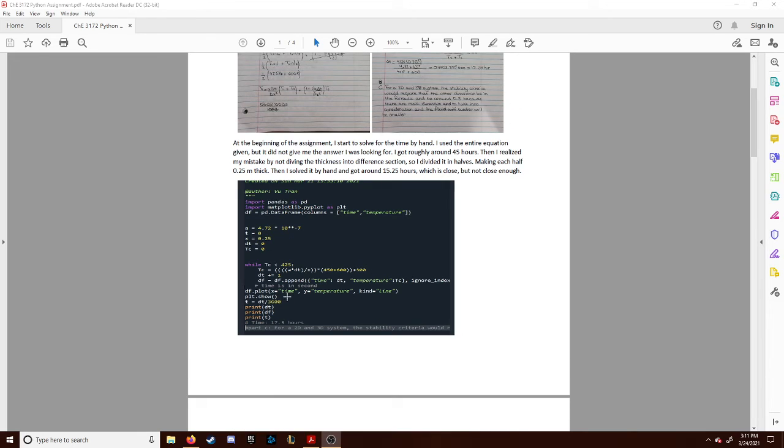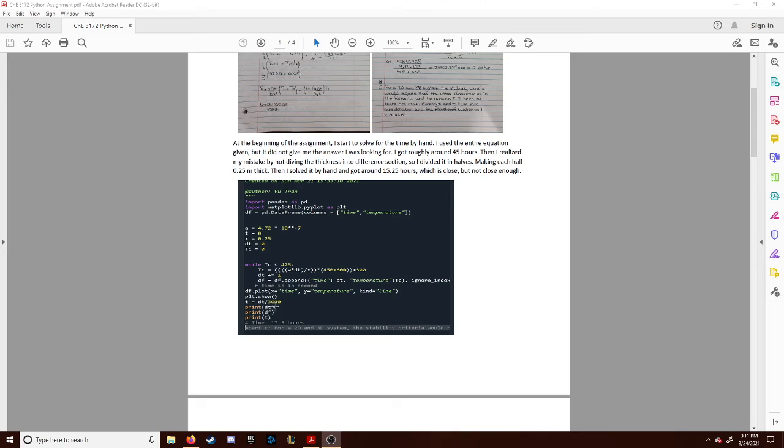Then I plotted the time and temperature, with time on the x-axis and temperature on the y-axis. The type is a line graph, and then I show the plot. Also, since time is in seconds and I want it in hours, I just have to divide it by 3,600 to change seconds into hours.